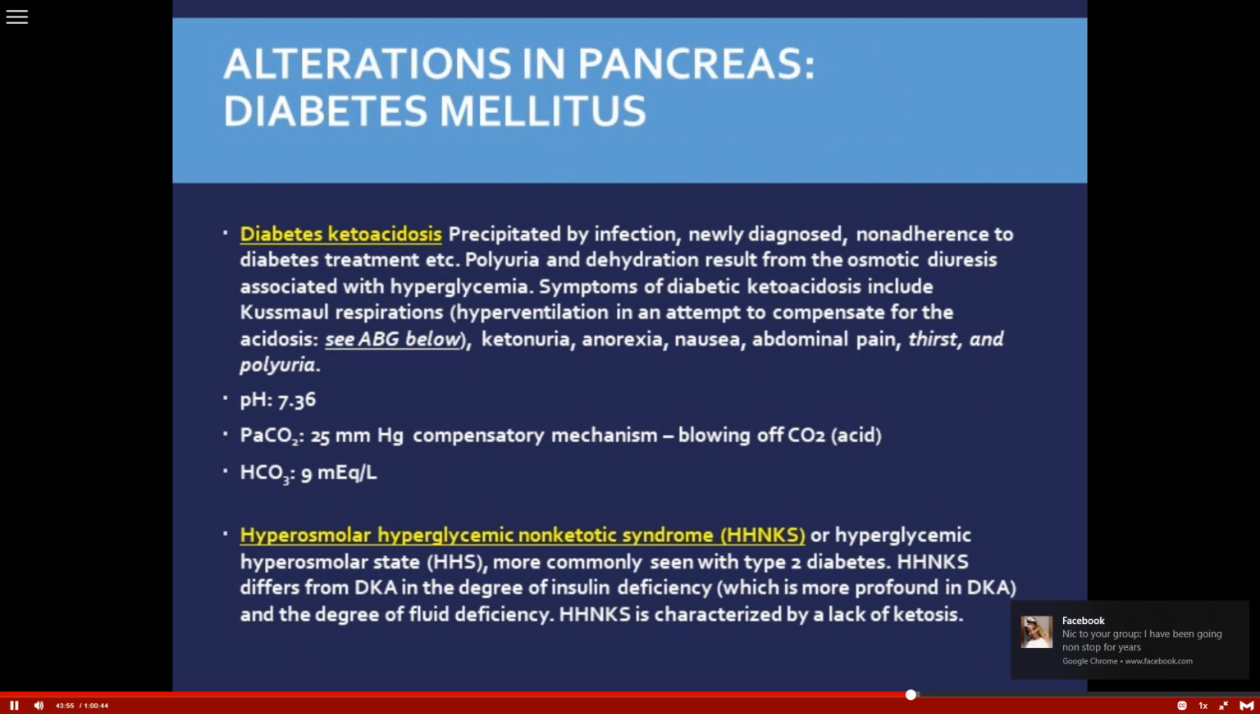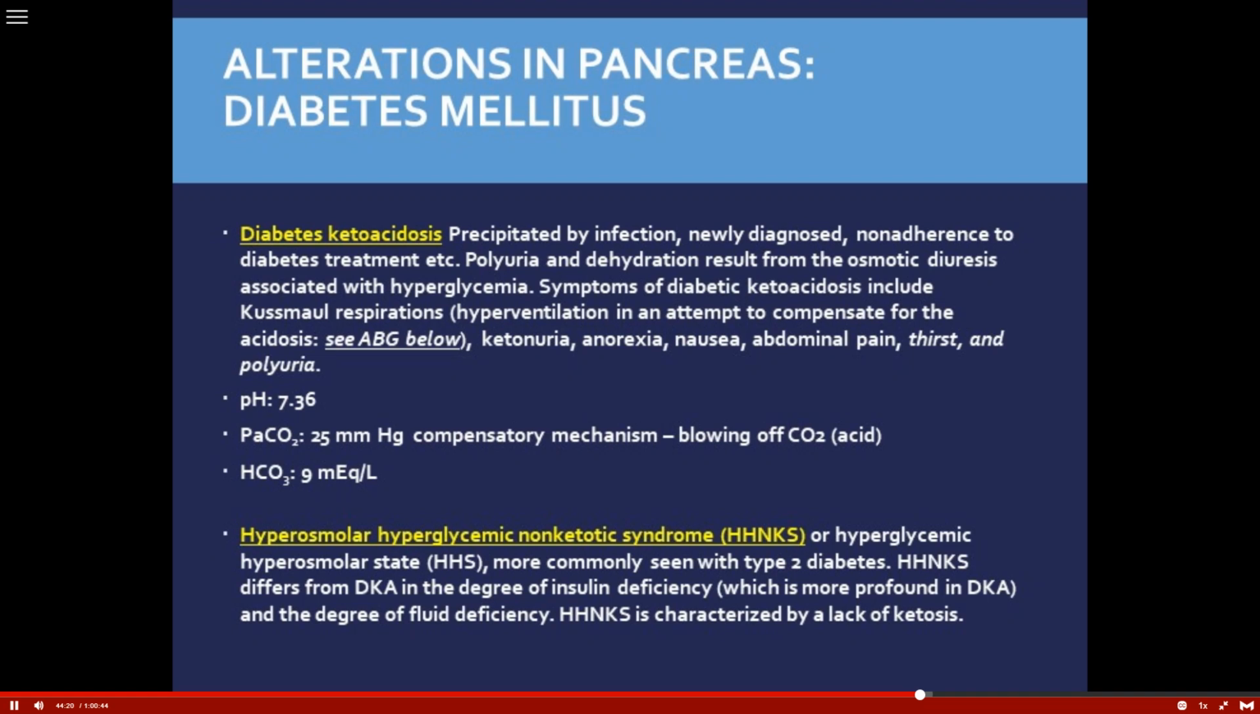You will see this in your practice, I guarantee it. But let's talk about some of the, I would say, acute complications. So some of the acute complications, let's start with DKA, diabetic ketoacidosis. The number one cause is usually infection.